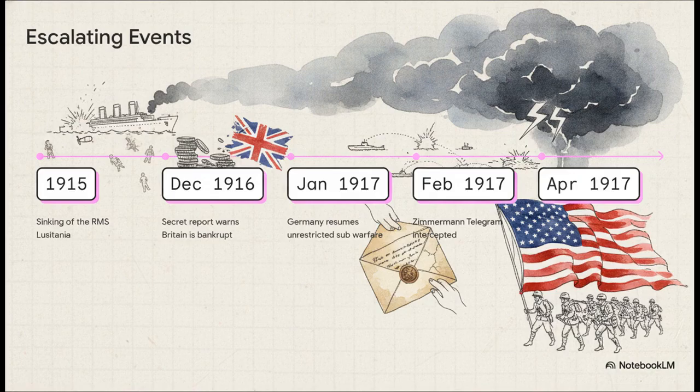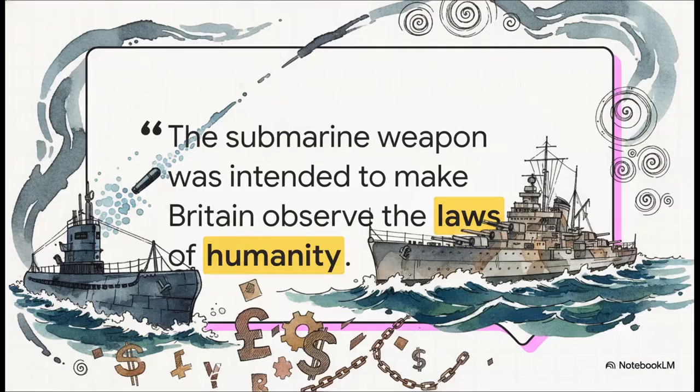It really kicked off in 1915 when a German U-boat torpedoed the RMS Lusitania, killing American passengers and sparking absolute outrage. Germany backed off on restricted submarine warfare for a bit, but the pressure kept mounting. Fast forward to December 1916. A secret report warns that Britain is effectively bankrupt without direct U.S. support. A month later, a desperate Germany resumes unrestricted submarine warfare. Then, February 1917, the infamous Zimmermann telegram gets intercepted. By April 1917, this rapid-fire cascade of provocations forced the inevitable. The U.S. declares war.